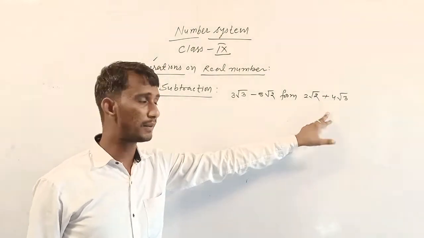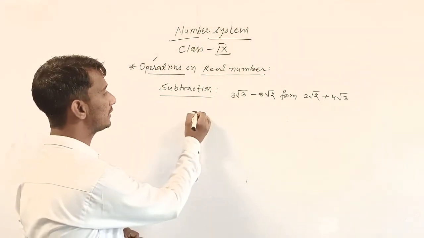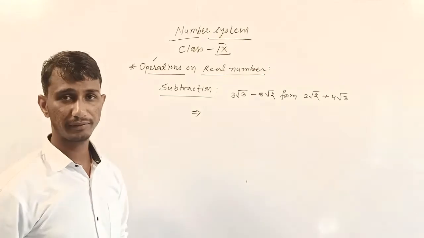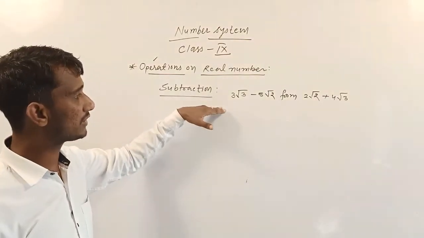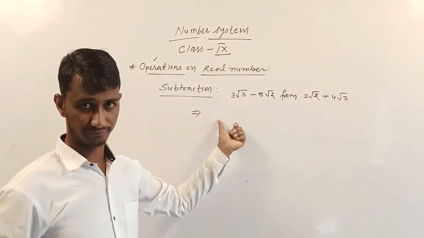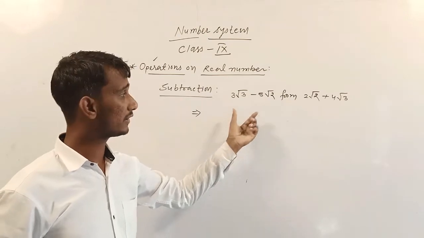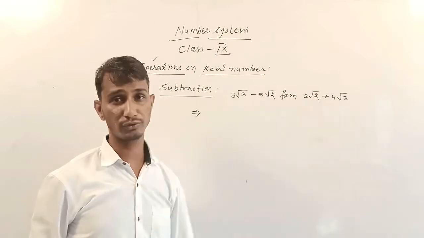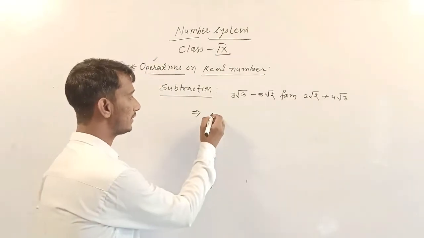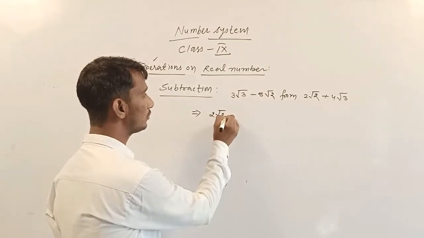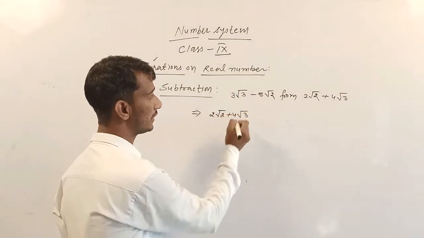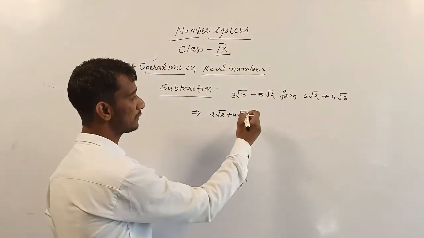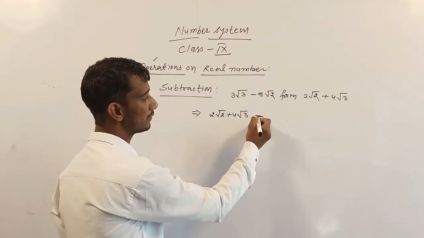So I am again solving this question using the horizontal way. First, which term will we write here? After the sum, which term is coming here? 2 root 2 plus 4 root 3. So we will write here 2 root 2 plus 4 root 3, and put the symbol of minus.